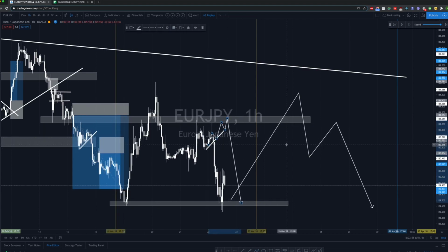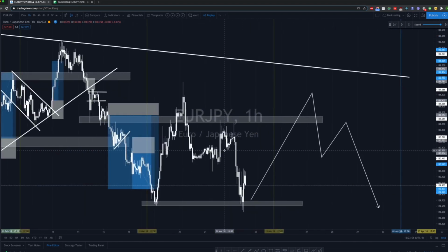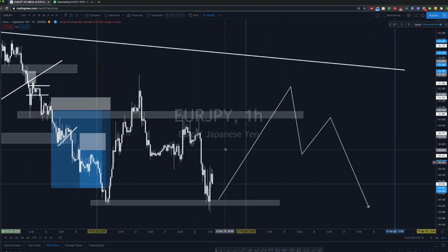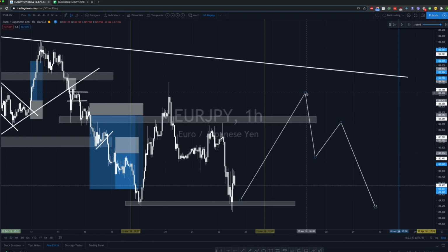Maybe I just didn't have my levels marked out correctly. But anyway, that's the whole point of backtesting, right? Sometimes you win some, you lose some. You really can't catch every single opportunity. But the analysis was correct.